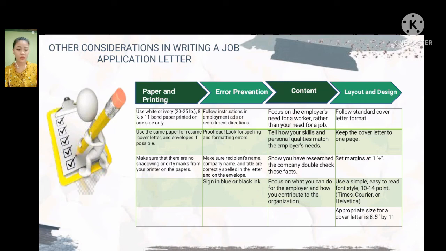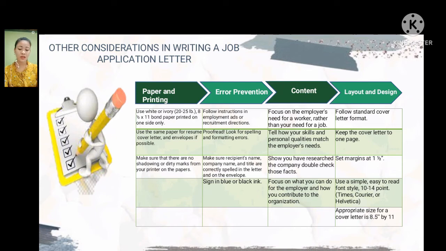So for error prevention, follow the instructions in the employment ads or the recruitment directions, like I said earlier. And then proofread, everyone. Look for spelling and formatting errors, like grammar and spelling, and so on. Make sure that the recipient's name, the company name, and title are correctly spelled in the letter and on the envelope.